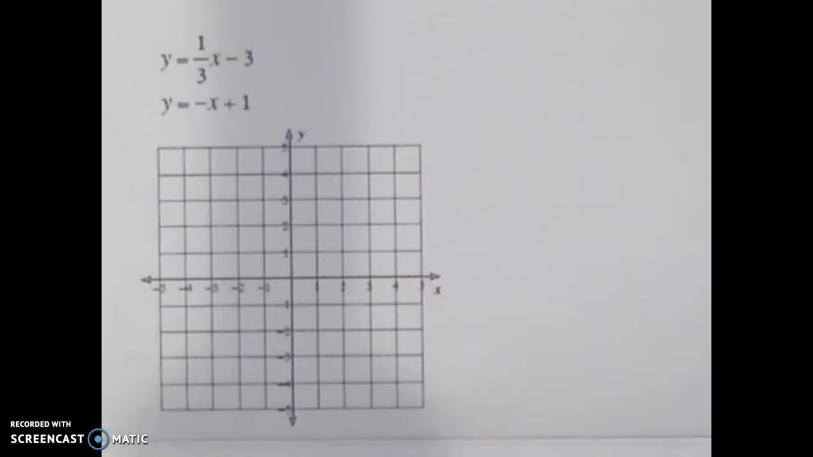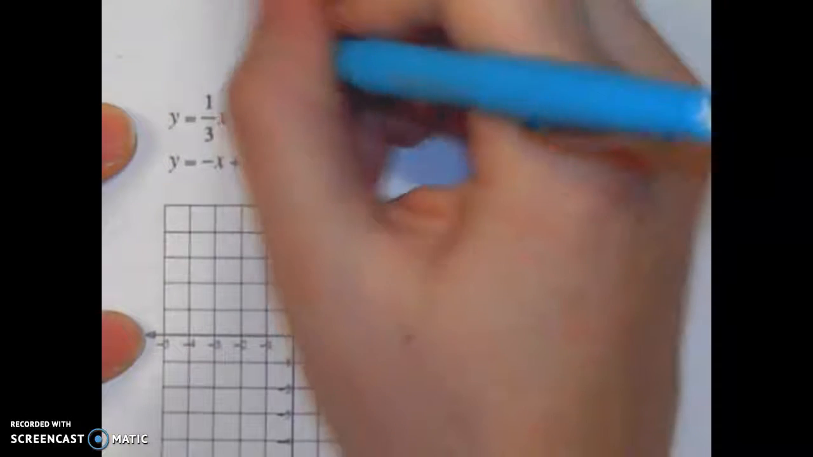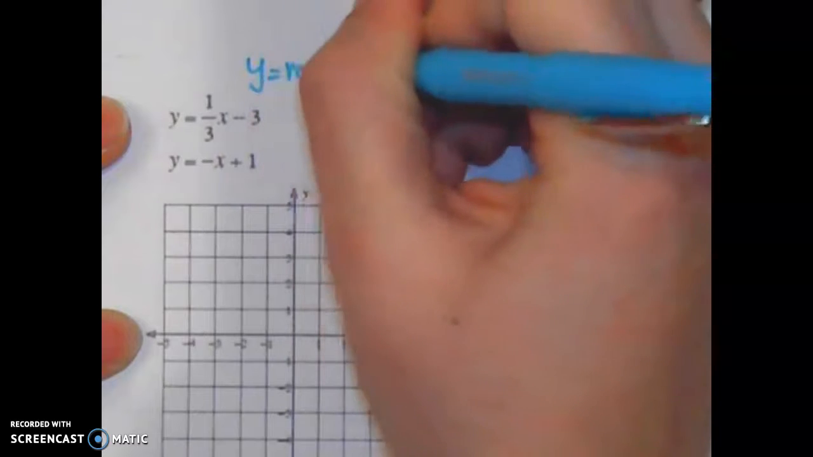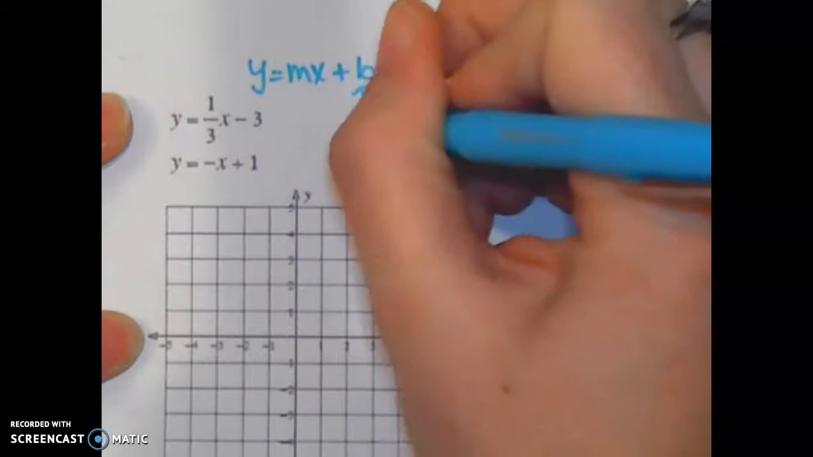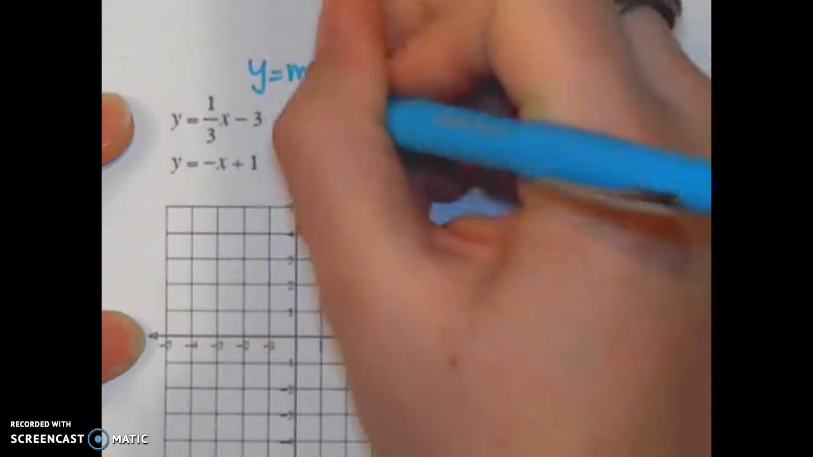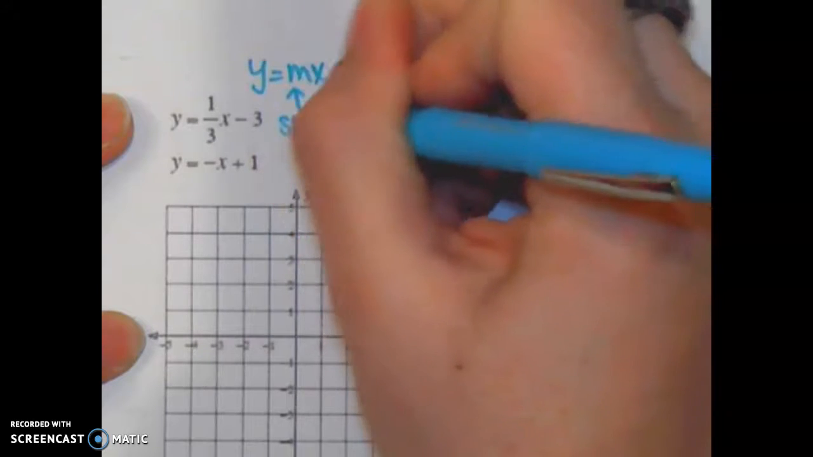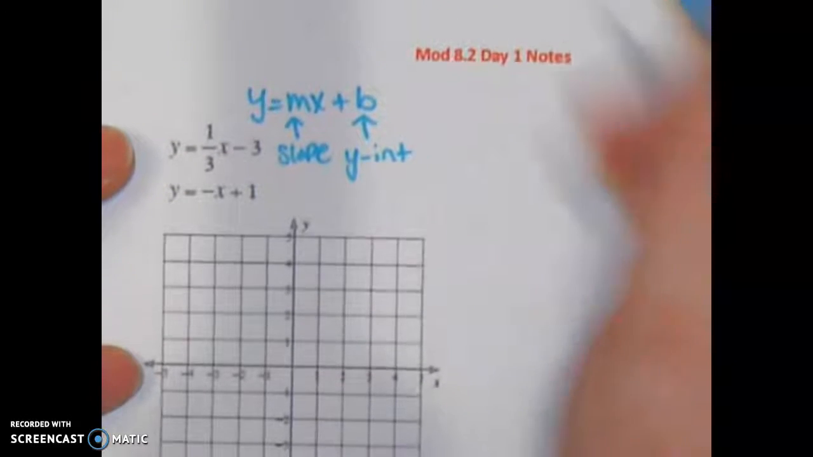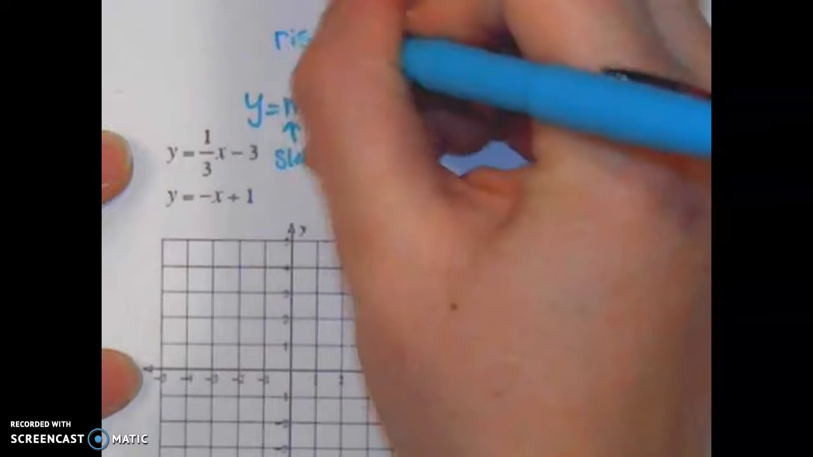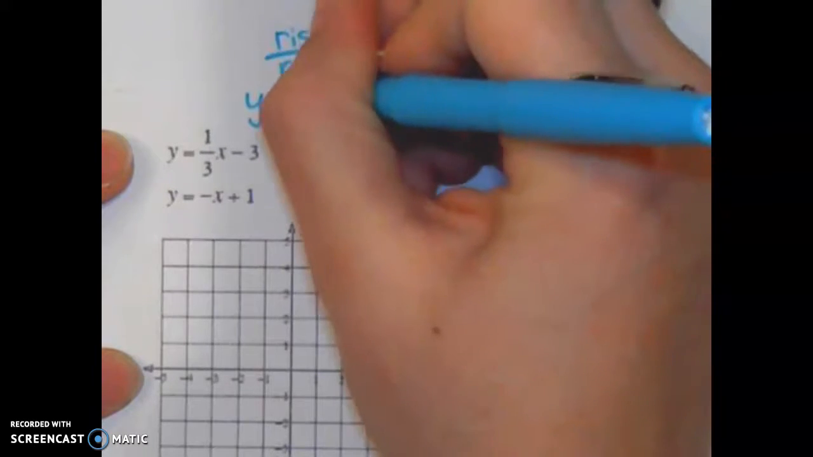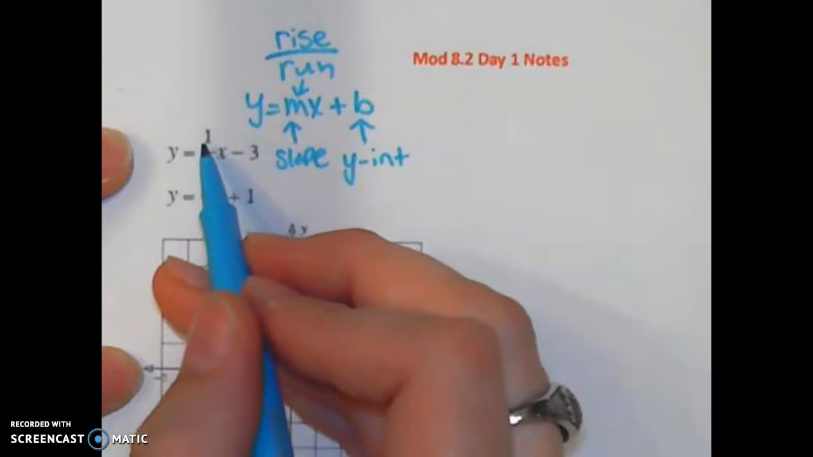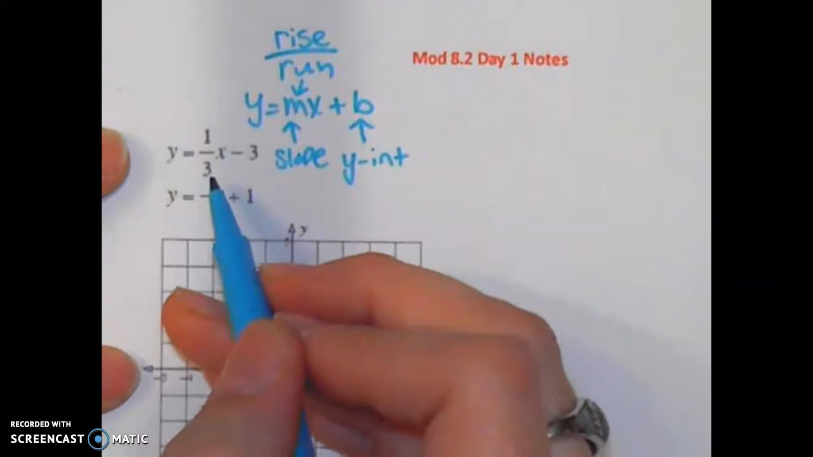I am going to graph both of these equations and see if we get an answer. Okay, my first equation has 1/3 x minus 3. I'm going to start with the y-intercept. Remember, y equals mx plus b. B is your y-intercept. M is your slope. And slope looks like a fraction, remember? A fraction that is rise over run. So we like fractions. Top part tells us to go up or down. Bottom part tells us to go left or right, depending if it's positive or negative.